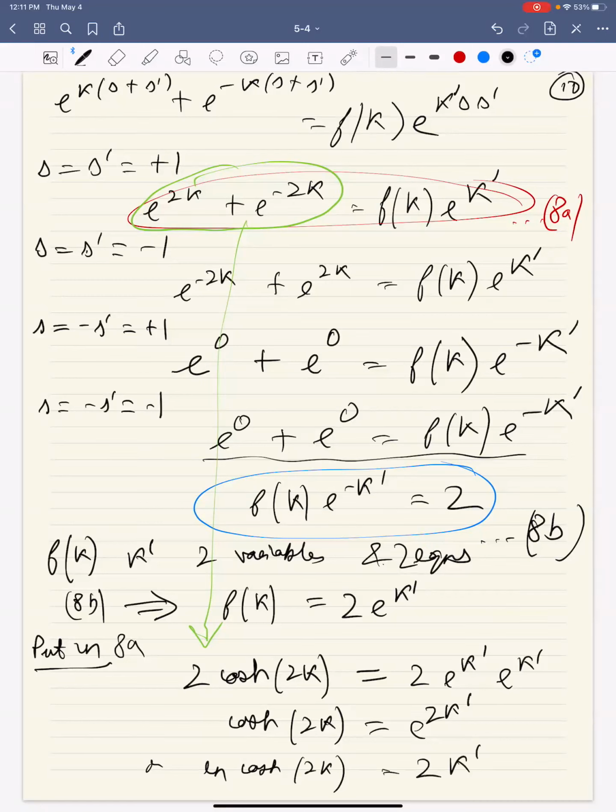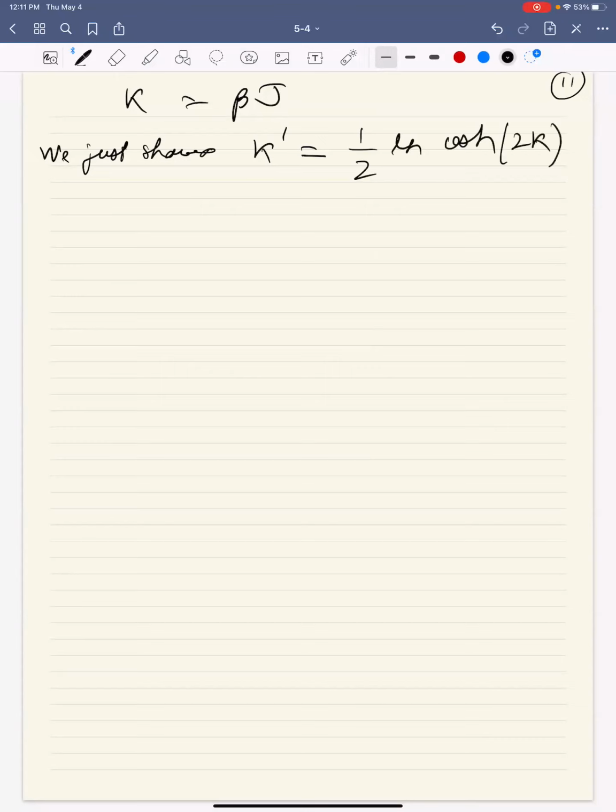So we know how to get k prime from k now, right? It's a complicated mathematical quantity, but we know how to get it. Remember, there is no way that most of you are not lost at this point in the algebra because it is messy. But just to remind you, k was beta j. So we knew the interaction j, we knew the temperature that we were interested in, and we just showed that k prime is equal to 1/2 ln of hyperbolic cos of 2k, right?